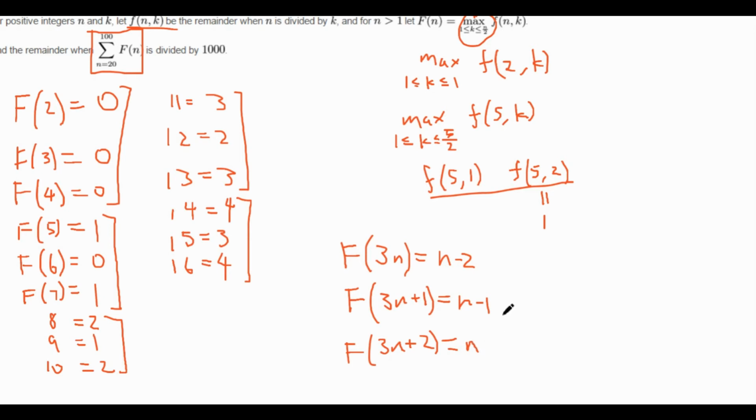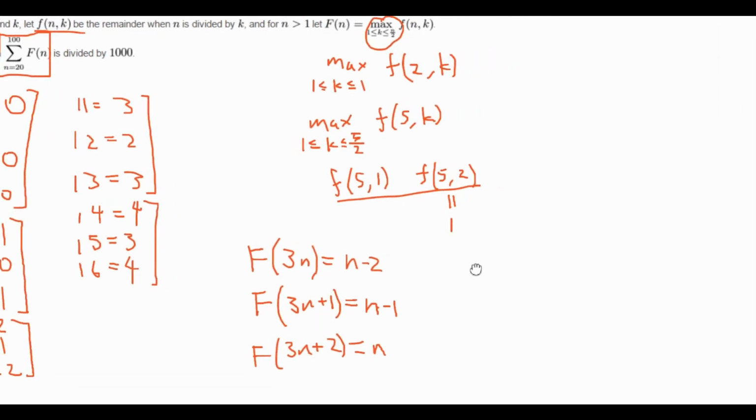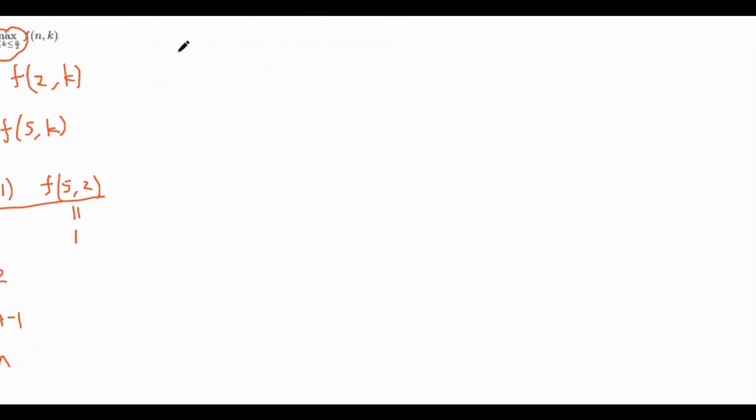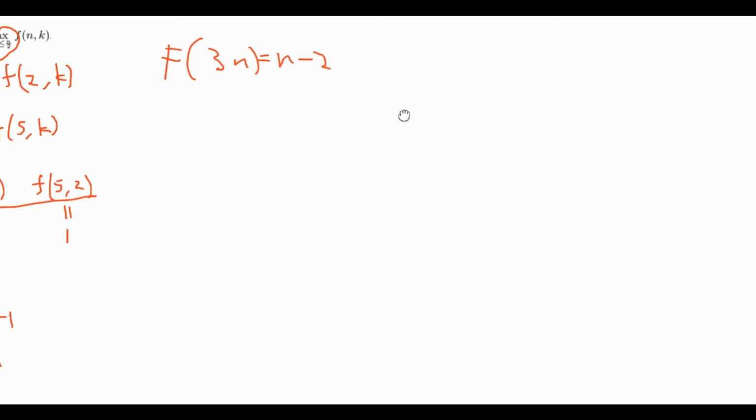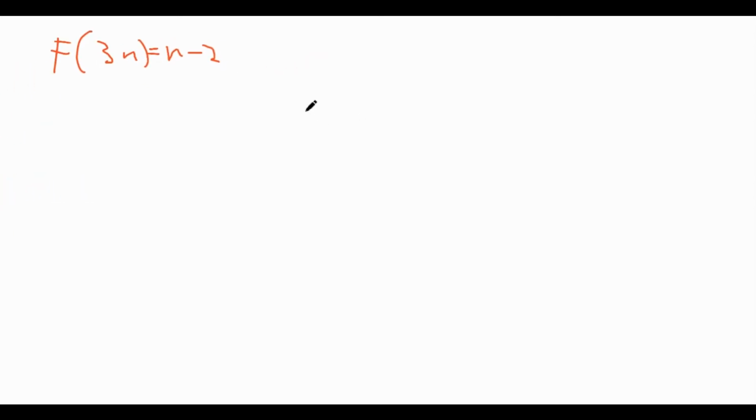You can confirm that this is indeed the correct values. Now first I'm going to prove that f of 3n is equal to n minus 2. So let's move over here. F of 3n equals n minus 2. That's our proposition. So now let's see how to prove this.